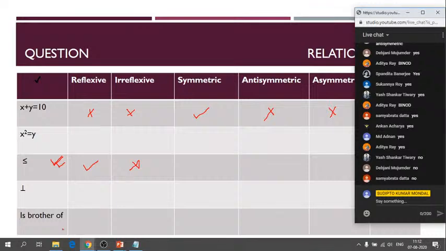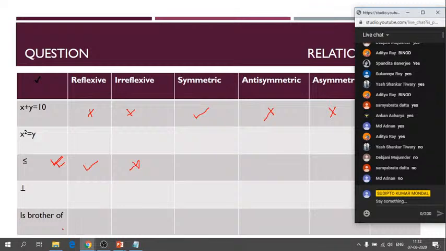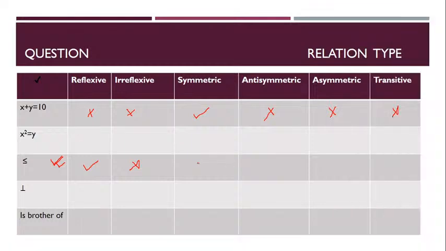Absolutely, because 4 is less than or equal to 5, so the A to B relation is there, but the B to A relation is not there. So that's why it is a cross. So this is not symmetric. So less than or equal to is not a symmetric relation.